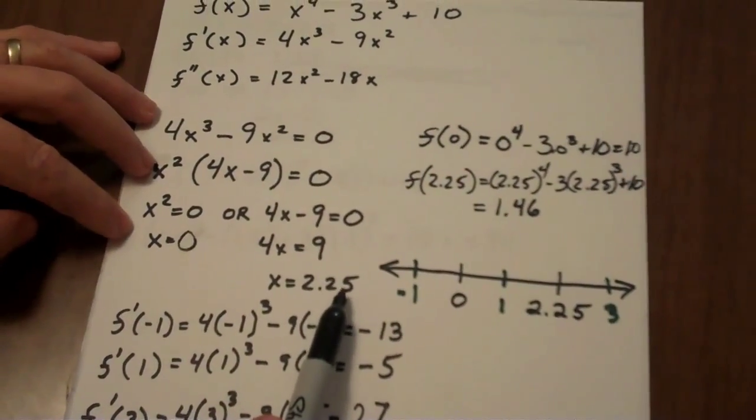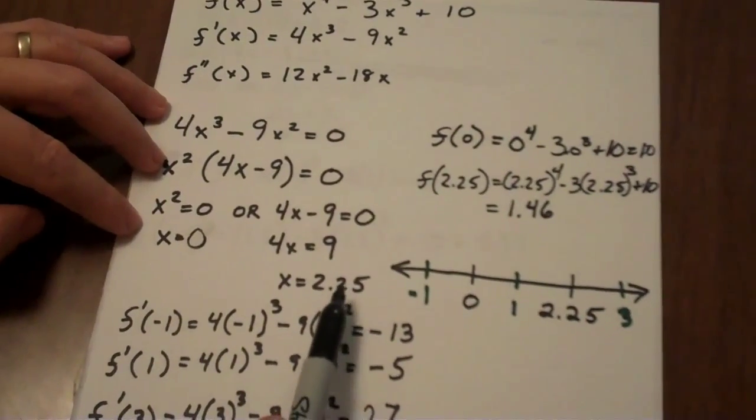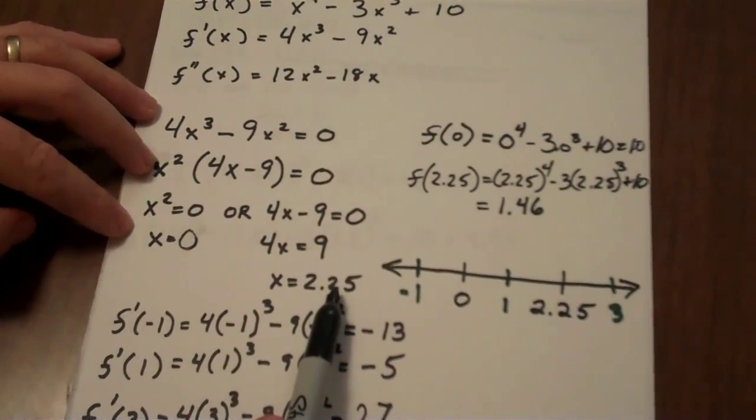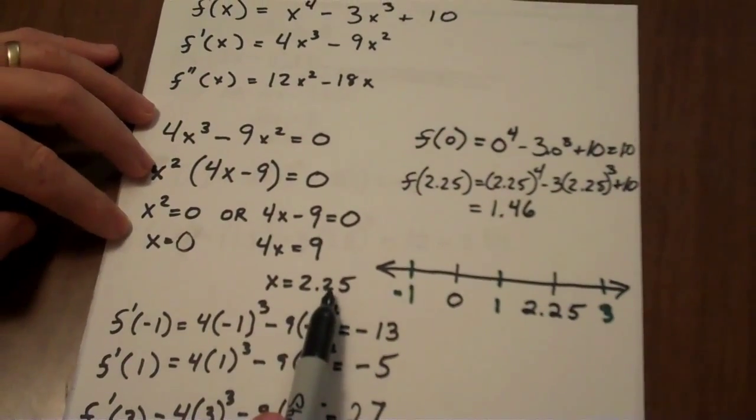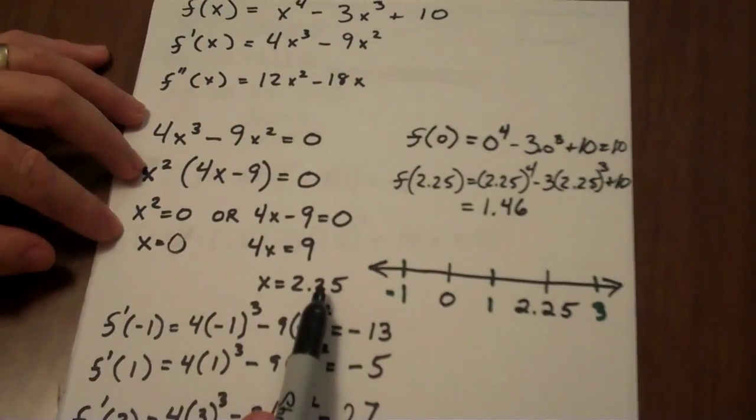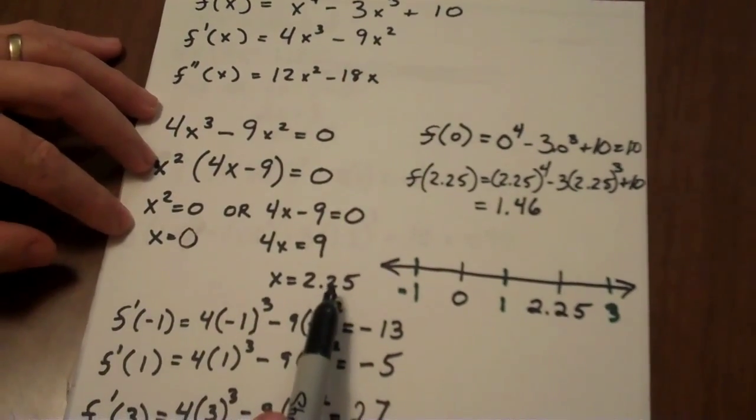Now these are both critical points. We're not sure exactly what's going on at those two critical points, but let's first of all find out what the corresponding values for y would be. In other words, where would these points actually lie on our curve?